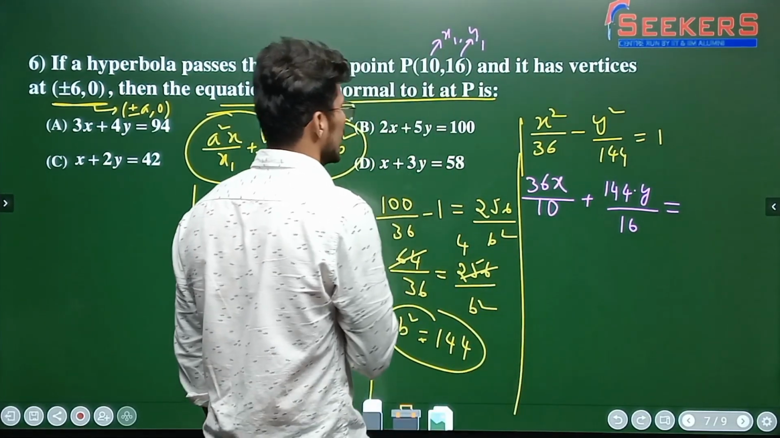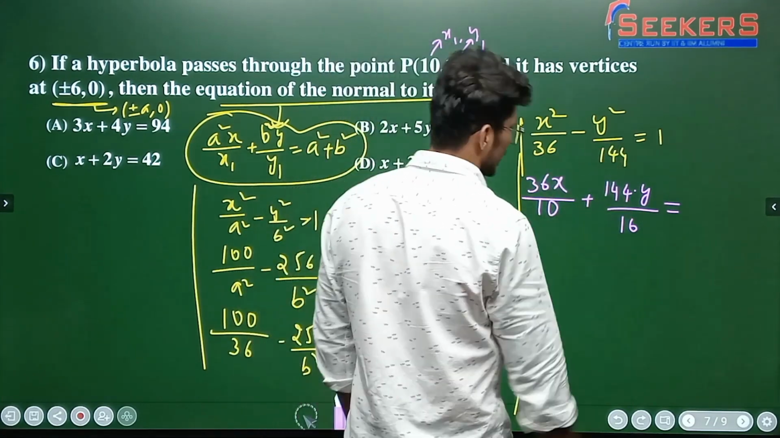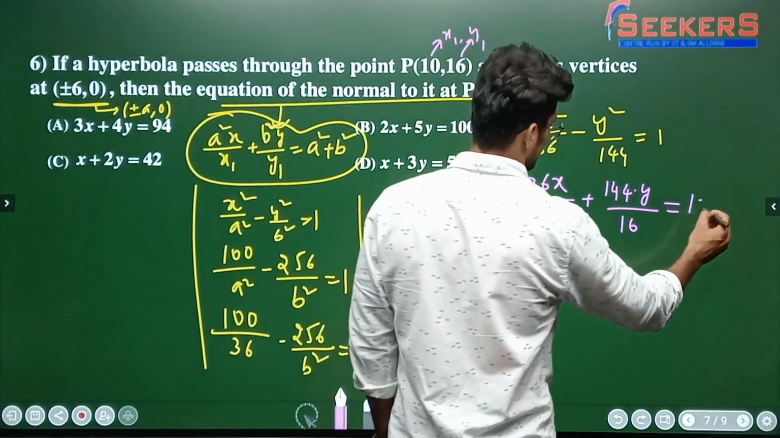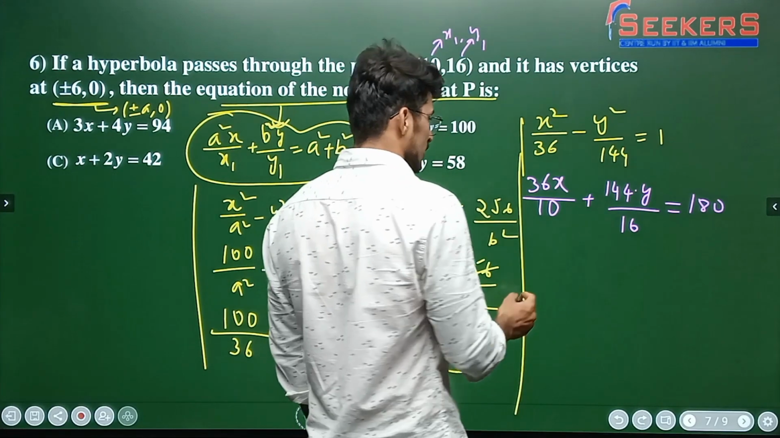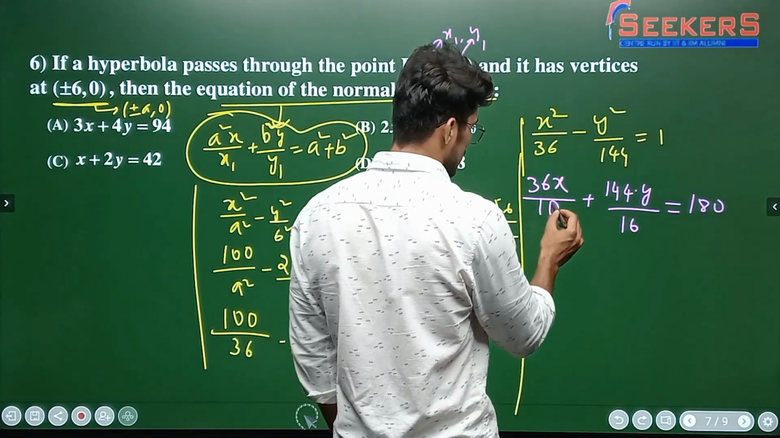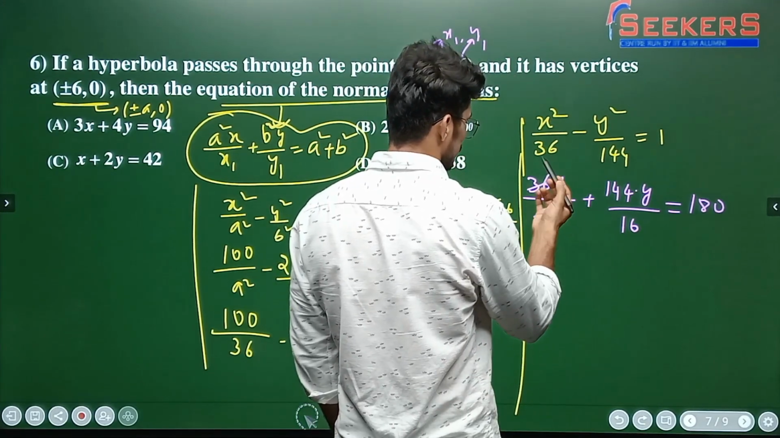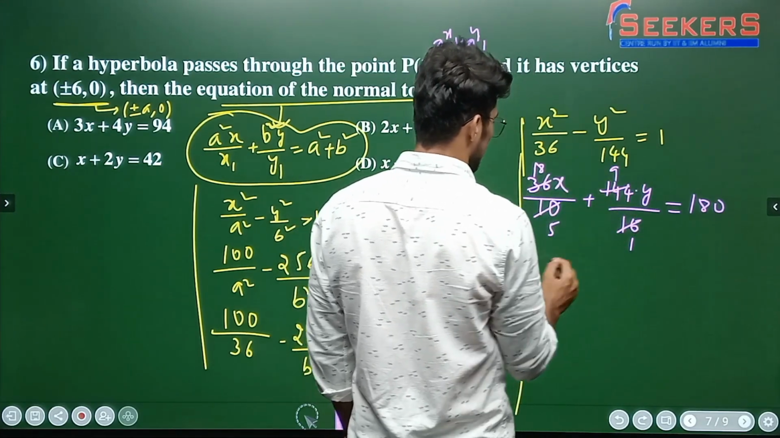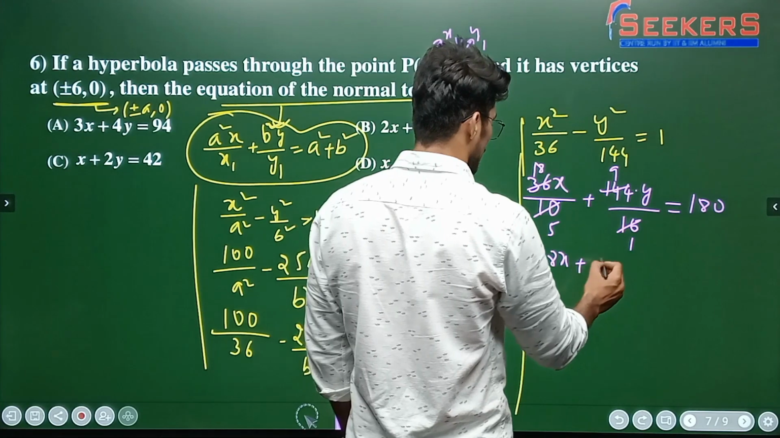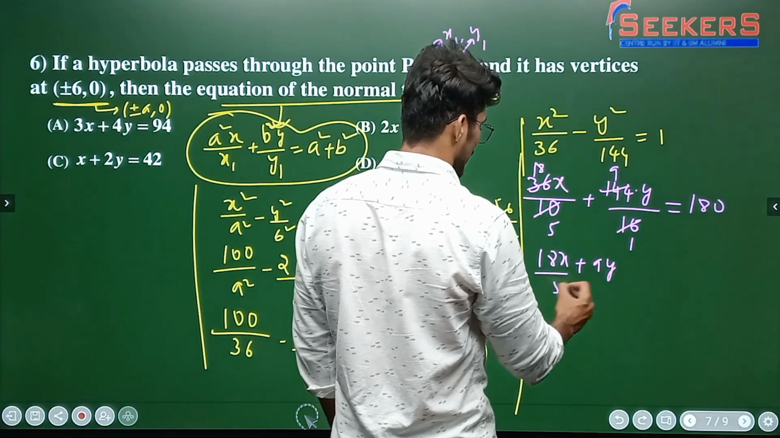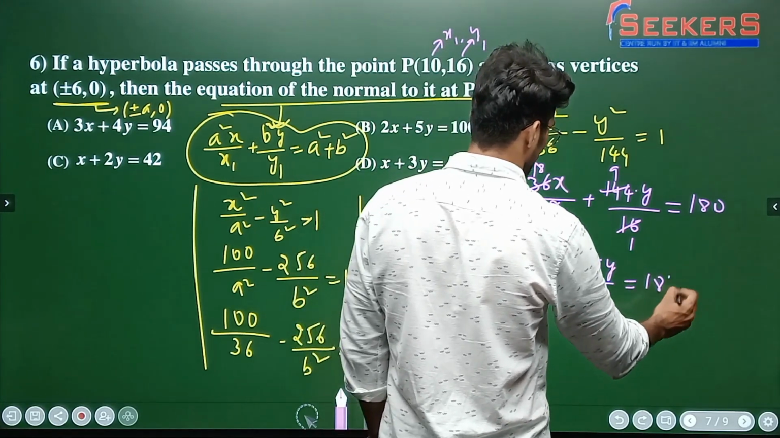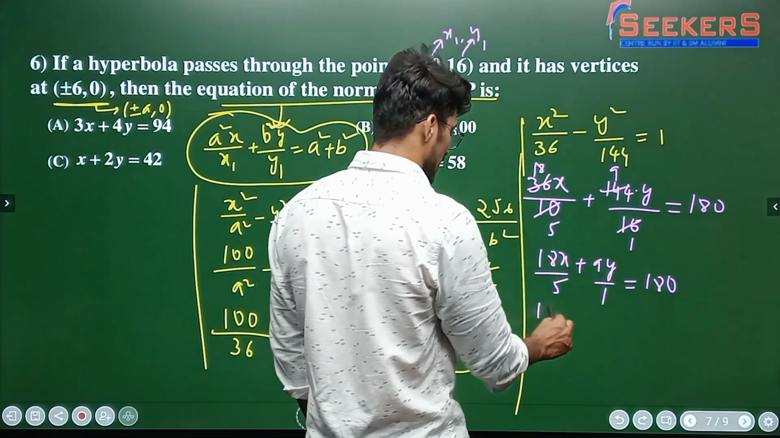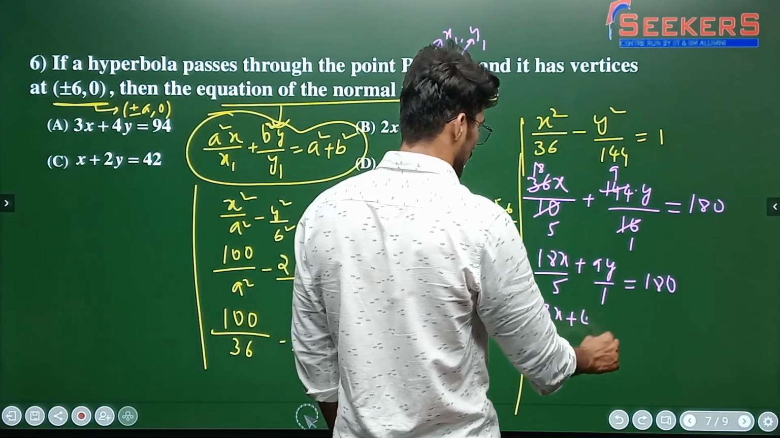So a square plus b square is nothing but 36 plus 144, which is 180. So what are we going to do now? Simple. Look at this. You can cancel the 5s, the 18s, the 16s and 9s. So 18x plus 9y by 5 plus 1 is equal to 180. Right. So if I take the LCM, 18x plus 45.